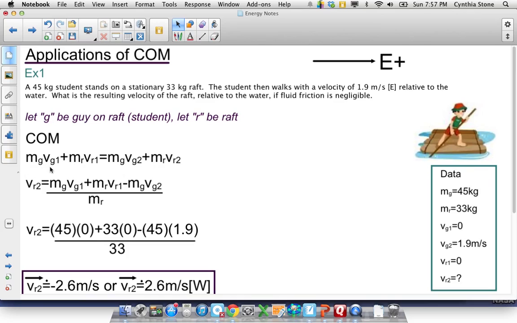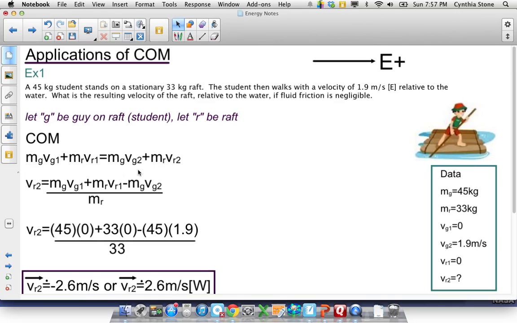Mass of the guy times, I'm not doing all the vector symbols, but initial velocity of the guy plus mass of the raft and initial velocity of the raft, before he starts to move, right? So 1 in this case refers to before motion and 2 refers to after he starts to move.